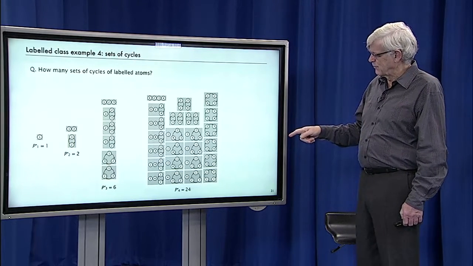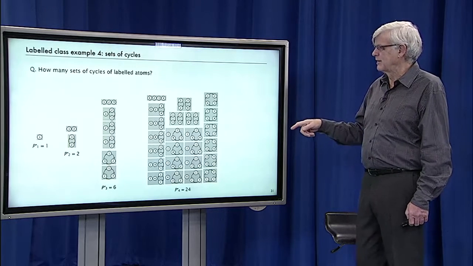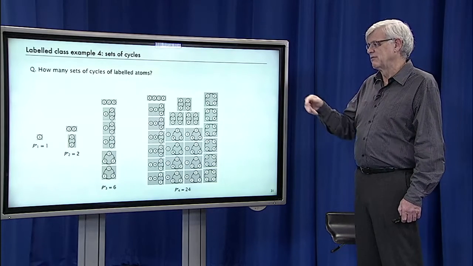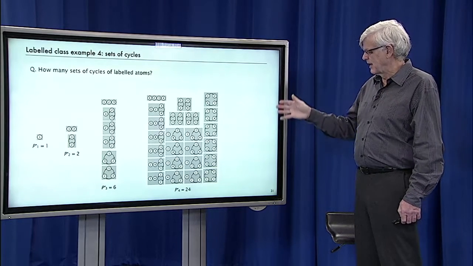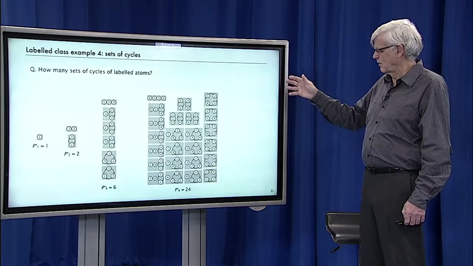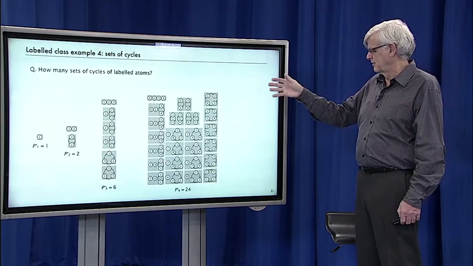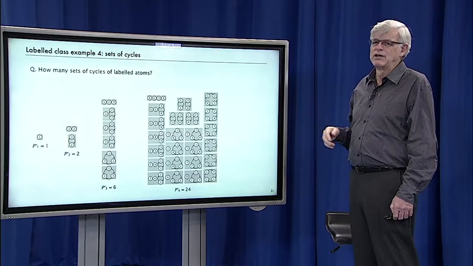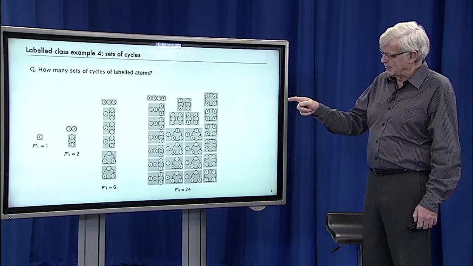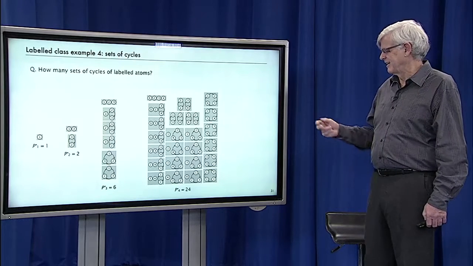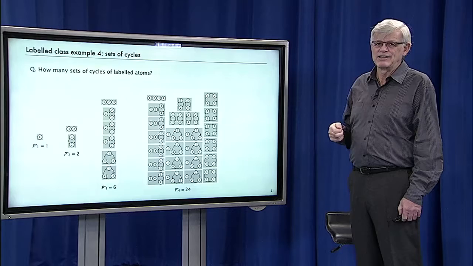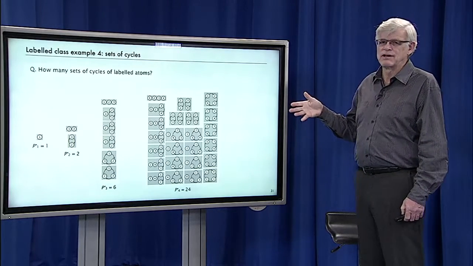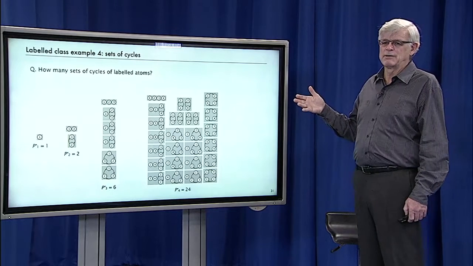And if you work it out for 4, on the right are all the possibilities of sets of cycles of 4 atoms. You could have 4 singleton cycles, or you could have one cycle of size 4, and there are 6 different ways to label that one. Or you could have something in between. All the possibilities are laid out here. You might recognize the numbers, and yes, there are n factorial sets of cycles of n labeled atoms. And what we'll look at next is how we learn that from analytic combinatorics.